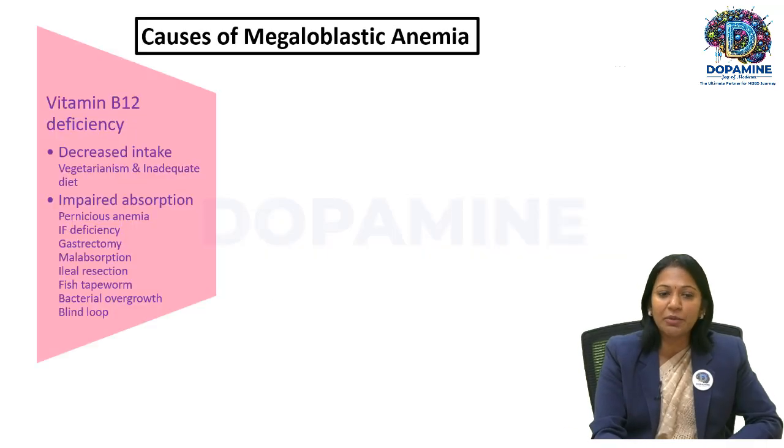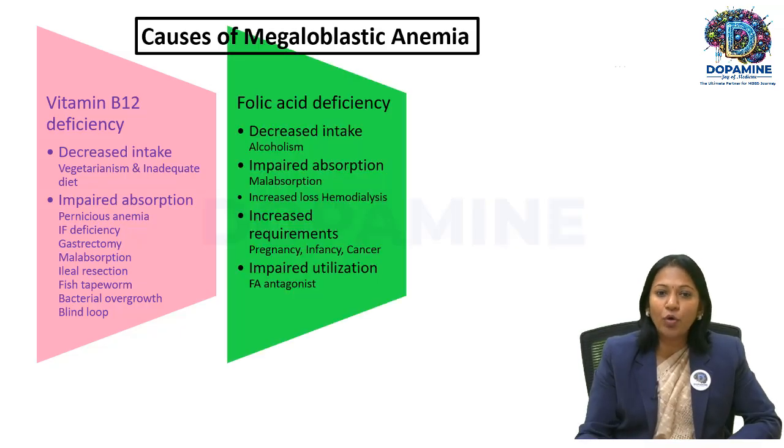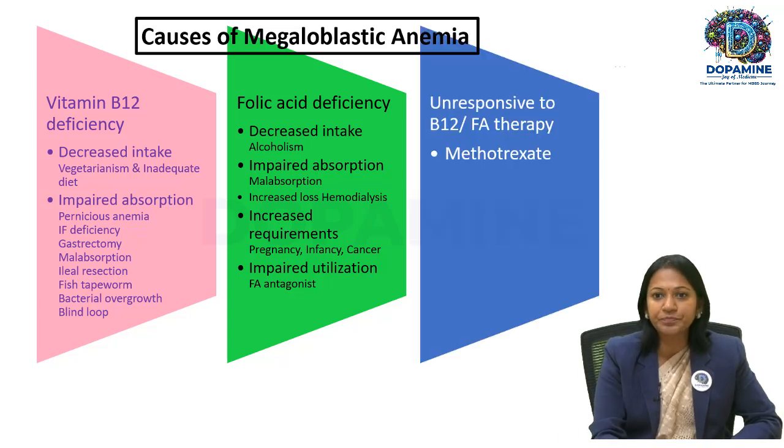Causes of megaloblastic anemia. Now we have completed vitamin B12 deficiency. In folate, we have already seen alcoholics. Malabsorption, any problem in the small bowel, because it is absorbed in the jejunum. Hemodialysis patients, it is increasingly lost. Prophylaxis needed in pregnancy, infancy and cancer patients, and folate antagonists like methotrexate.